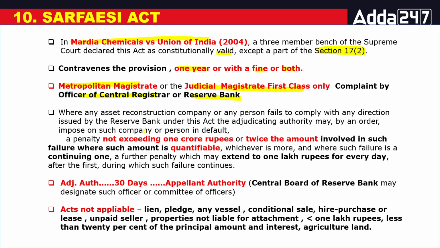Penalty will be imposed for not following the rules and regulations of the Reserve Bank of India: up to 1 crore, okay, if the amount is not quantifiable, and twice the amount if the amount is quantifiable, that is calculated. If it continues, then 1 lakh rupees per day. The adjudicating authority will solve the matter. Within 30 days, you can go to the appellate authority, and the appellate authority should be the Central Board of the Reserve Bank.